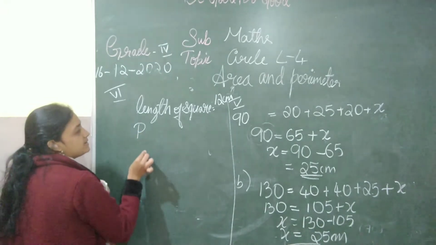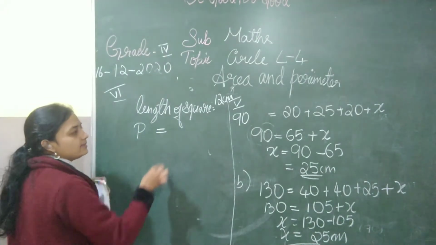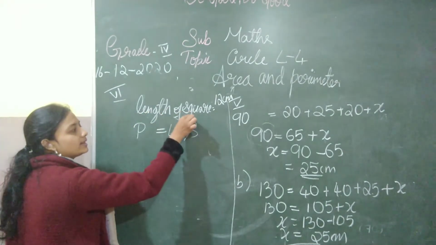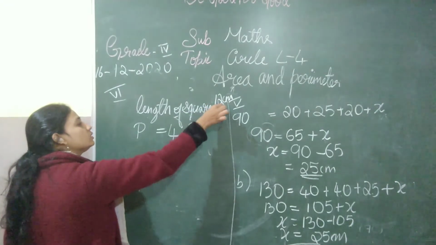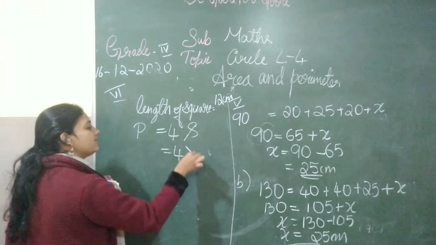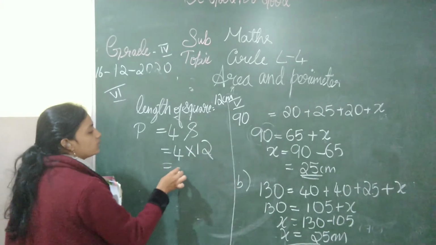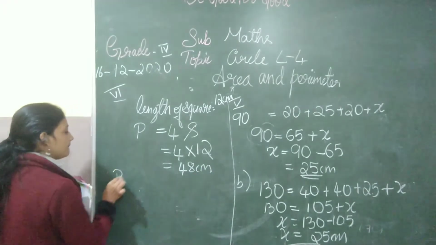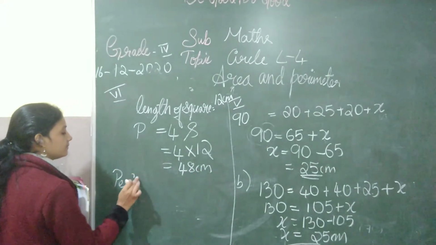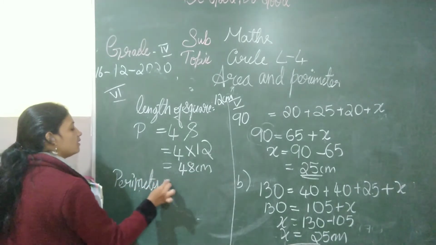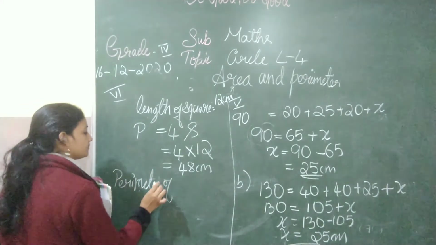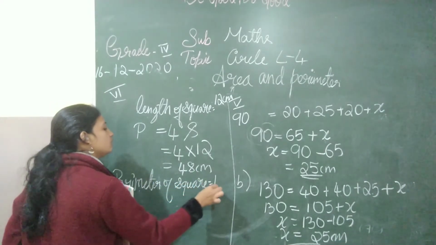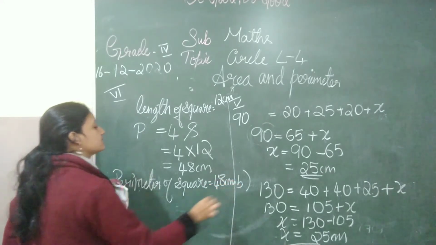So you should find perimeter, right? What is the formula for perimeter? It is 4 into the side of the square. The length of the square is nothing but the side. That is 12 here. So you should just write 4 into 12, which is equal to 48 centimeter. So the statement: perimeter of square is equal to 48 centimeters.